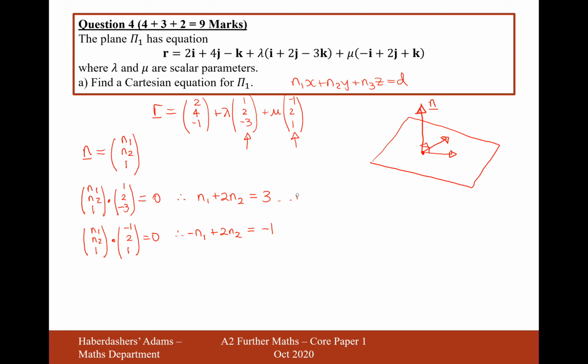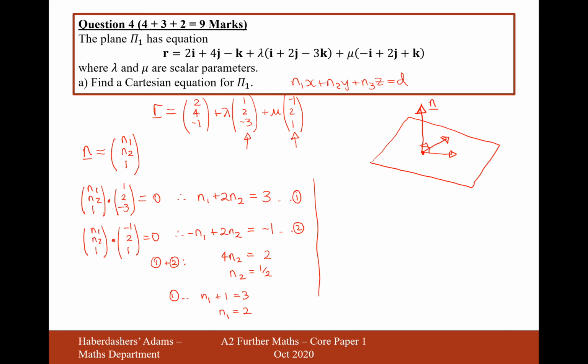So now we've got two equations. Let's solve them, equation 1 and equation 2. Let's add the two equations together to cancel out n1. So that's going to give us 4n2 equals 2. So therefore n2 will equal a half, which is fine. And then if we plug it back into equation number 1, we're going to get n1 plus 1 equals 3. So therefore n1 will equal 2.